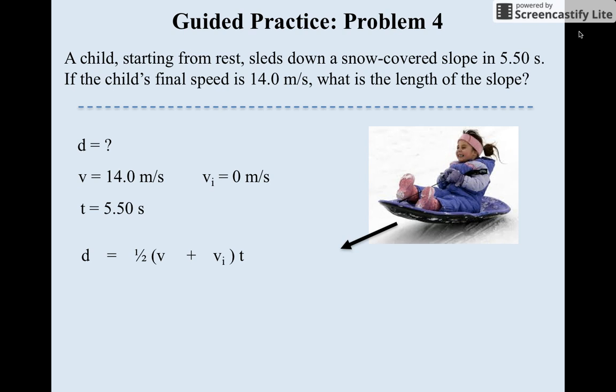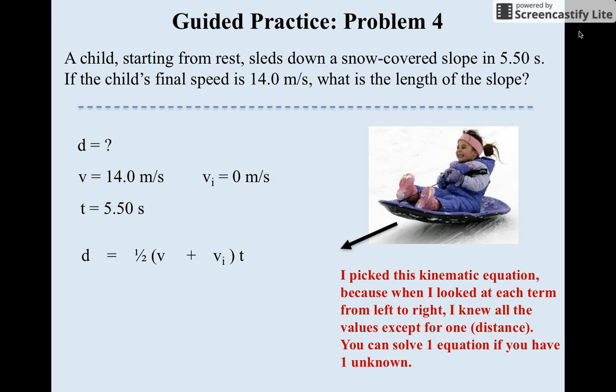From left to right, we know every term except for the d, distance term, and distance is what we're solving for. So one equation, one unknown, and that unknown is what we want. So we substitute numbers in. So there's a note for just what I said.